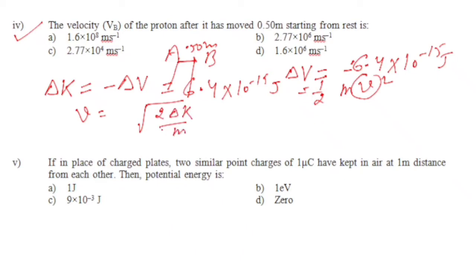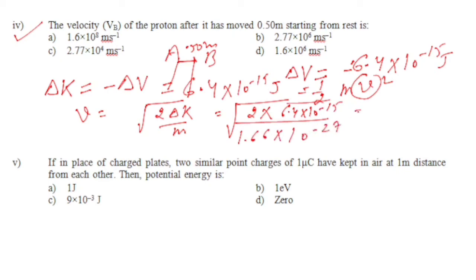What is the mass of the proton? It is given in the paragraph, 1.66 into 10 to the power minus 27. So 2 into delta K is 6.4 into 10 to the power minus 15, and the mass of the proton is 1.66 into 10 to the power minus 27. Now try to solve this question fast.